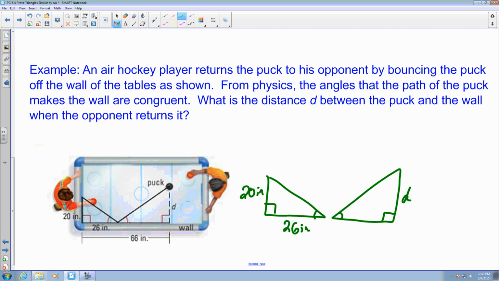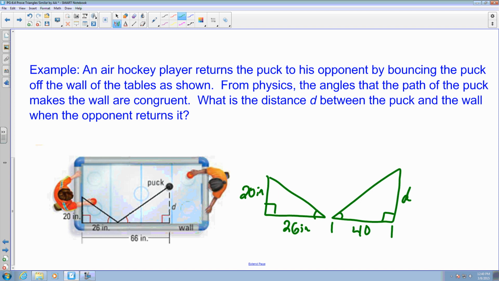These two angles are congruent. So since they're congruent, we also know that they're similar. And from previous sections, we said that when they're similar, their sides are proportional. So the distance from here to here, they don't really give it to us directly, but I can say that 66 minus 26 gives us 40. So I can write a proportion to be able to solve for D.